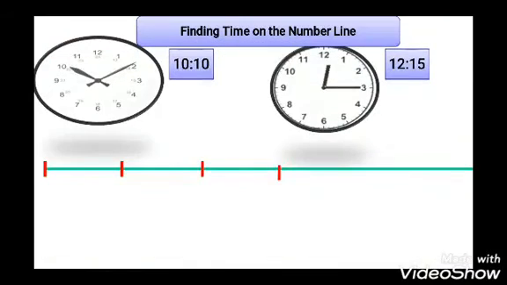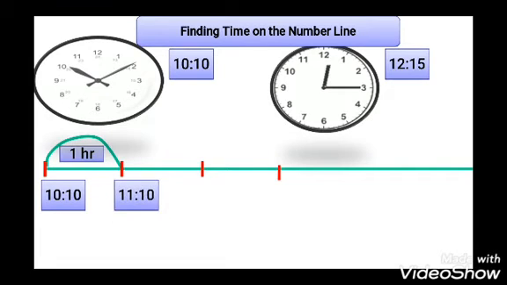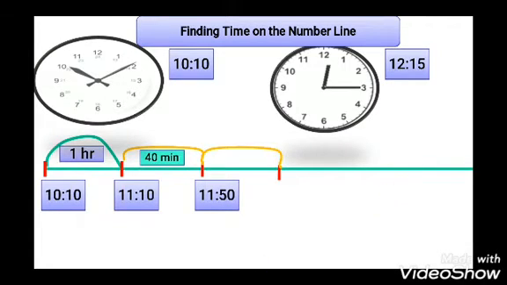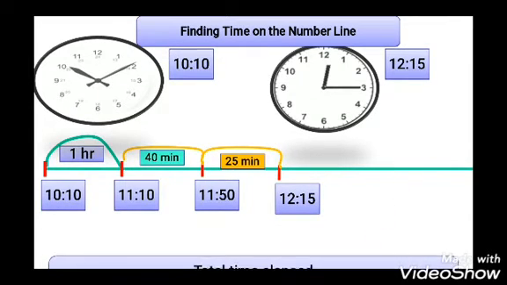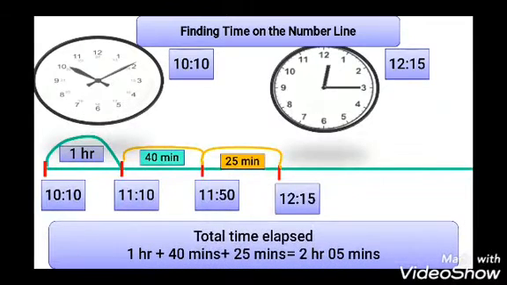Another is elapsed time on the number line. Here the clock is showing the time 10:10 and the other clock is showing 12:15. Let us draw a number line and mark on it. So this is 10:10. This is 1 hour, 11:10. Then for 40 minutes, the time is 11:50. After 25 minutes we have the time 12:15. So the time passed is 1 hour plus 40 minutes plus 25 minutes, which is equal to 2 hours 5 minutes.